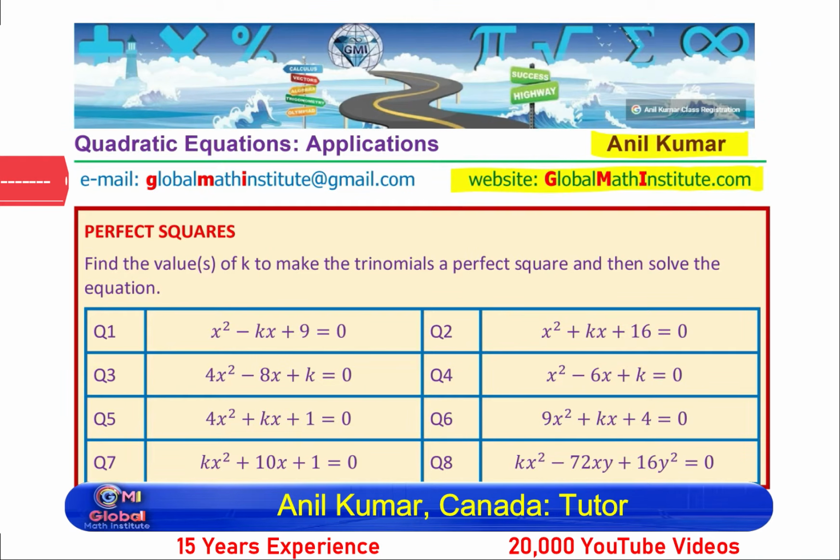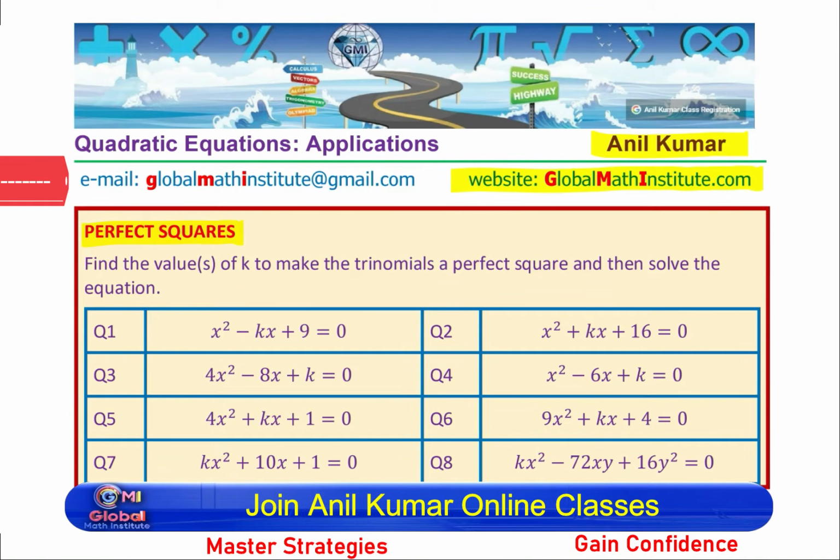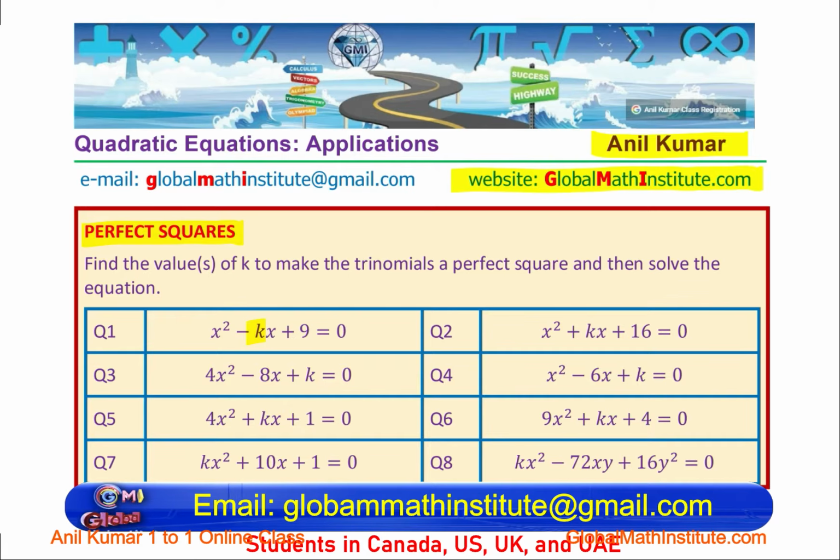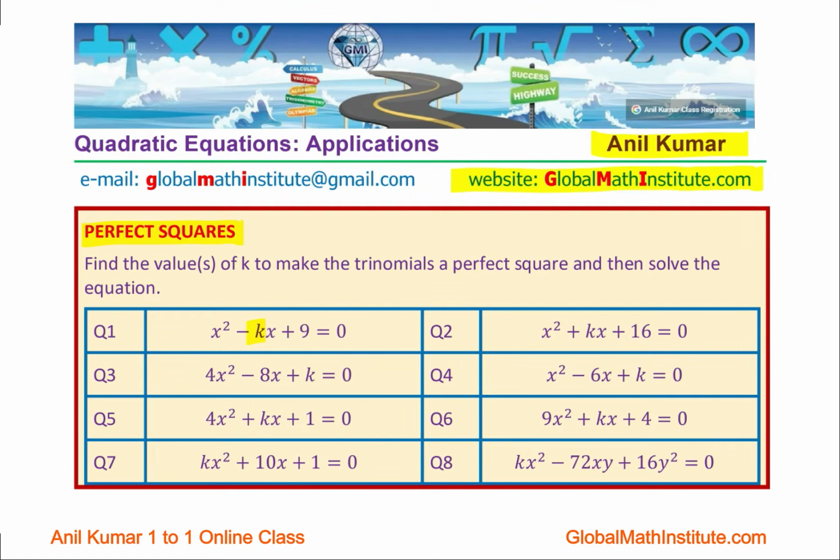In this video, we'll try to understand how we make perfect squares when we are given trinomials with some unknown parameter like k in these equations. So the question here is, find the values of k to make trinomials a perfect square and then solve the equation. So it has two parts. One, find the value of k to make them perfect square and then find the solution of each equation, right? So our focus will be to find the value of k, and then you can continue and complete the question to find the solution also.